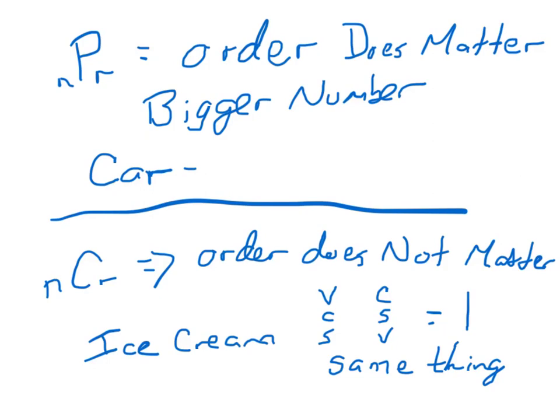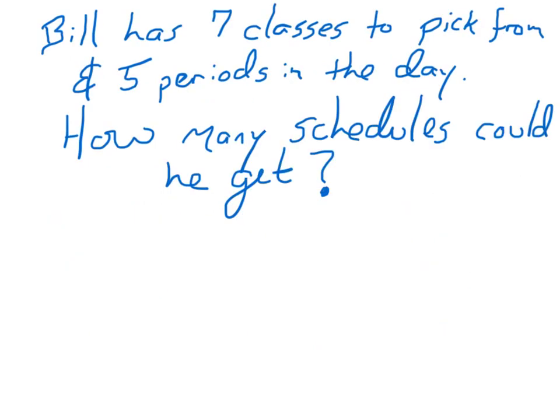Here are a couple of examples. Okay, so you've got Bill, and he has 7 classes to pick from, and he's going to try to figure out what he wants to take next year in high school. He's got 7 classes to pick from, and he has 5 periods in the day. How many different schedules could he actually get? So is this a permutations or is this a combinations question, and what's the answer?